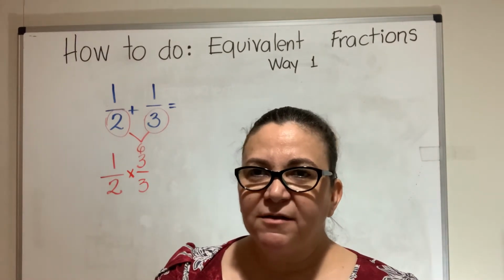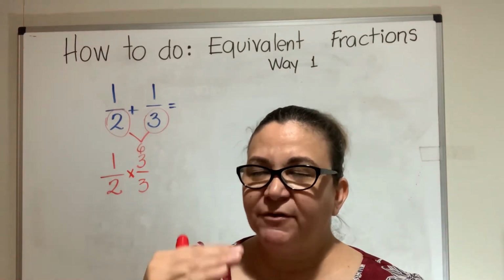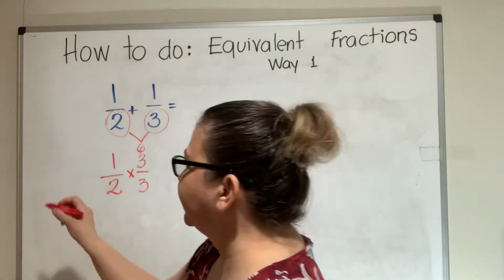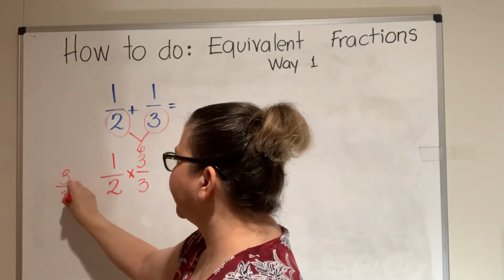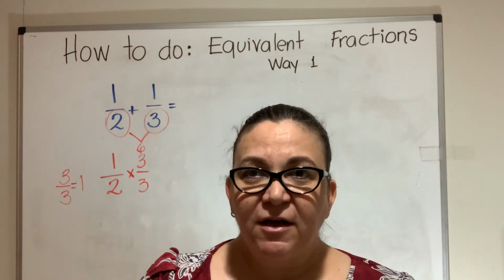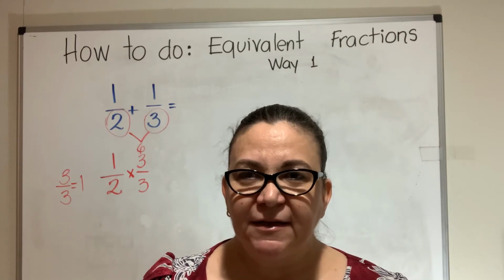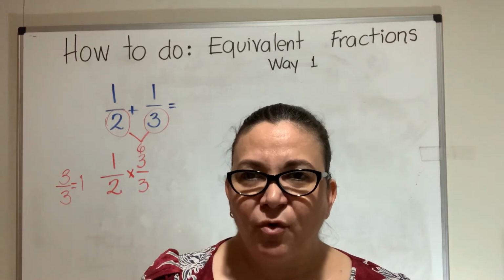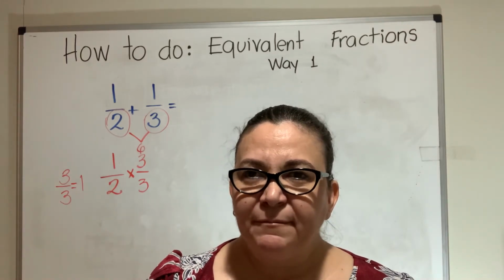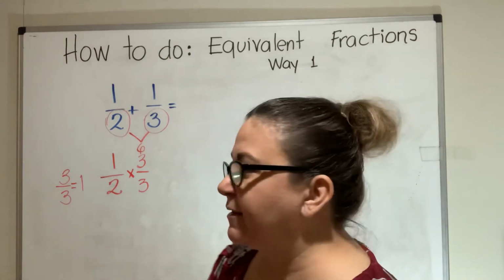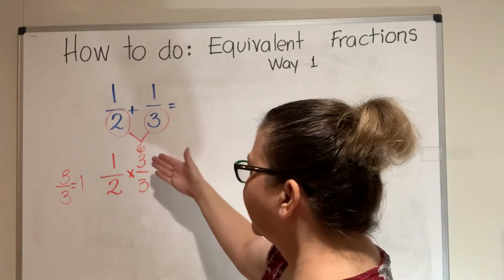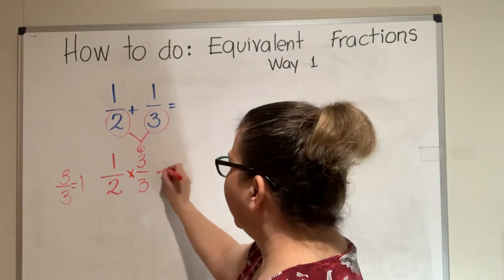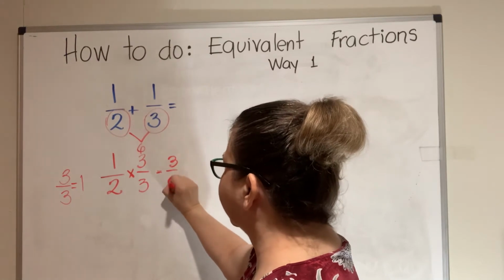Why? Because I have to keep my fraction the same. And you know that 3 divided by 3 equals 1, correct? So what I'm doing, I'm multiplying 1/2 times 1 in reality. But I'm making a little tweak to make it 3 divided by 3, so I can make this 2 a 6. So this is going to be equal to 3/6.